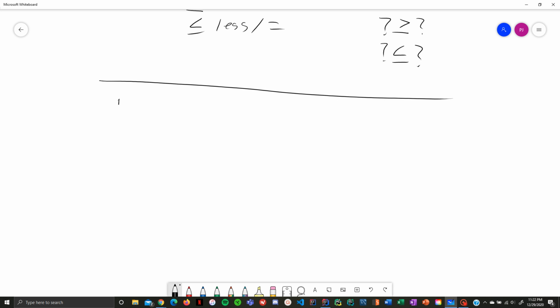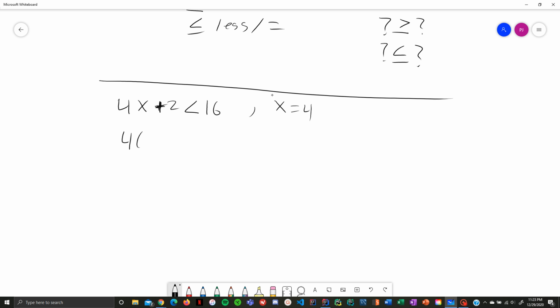Say we had 4x plus 2 is less than 16. And we want to check to see if this condition really is true. So how are we going to do this? Let's say we are solving for when x is equal to 4. We're going to be solving this as if this was an equal sign, but we're only checking to see if this is true.